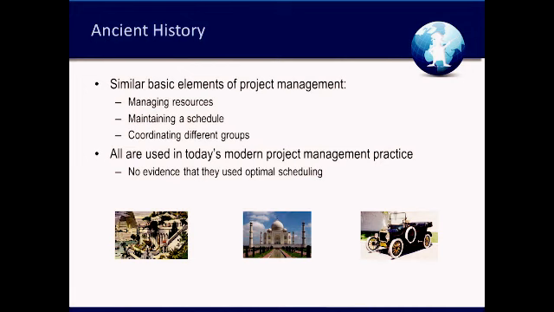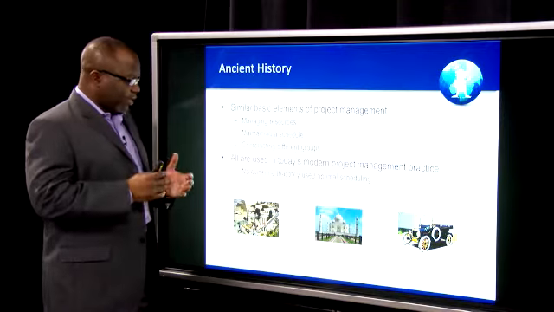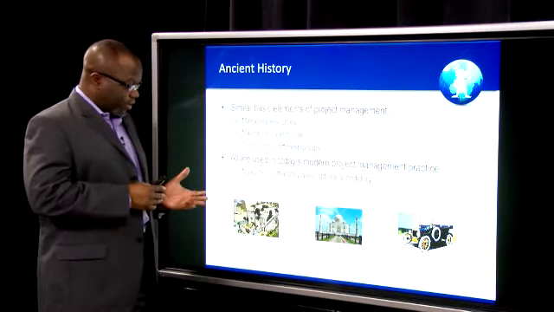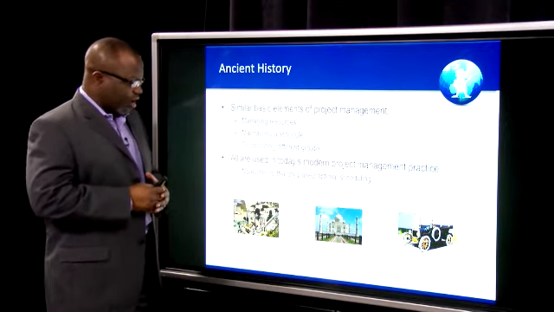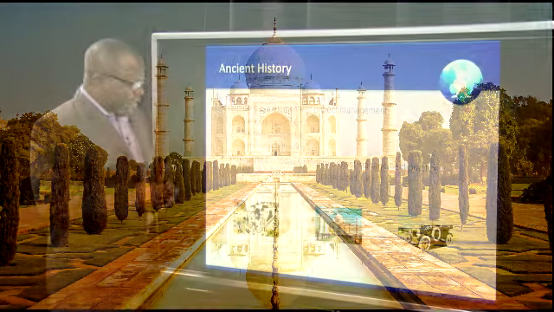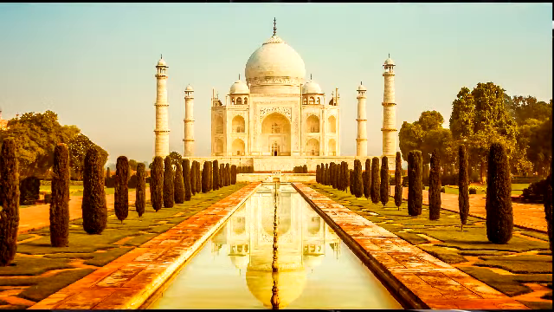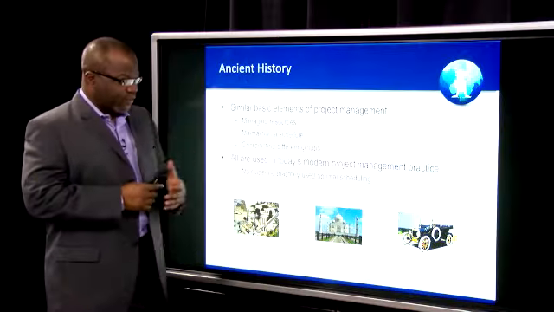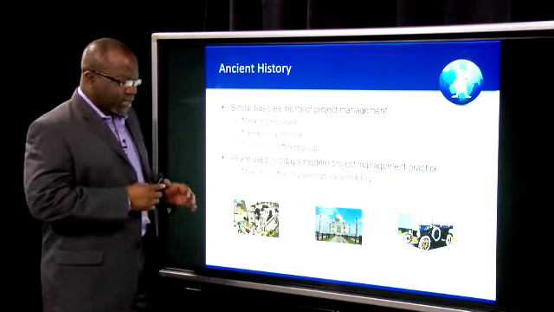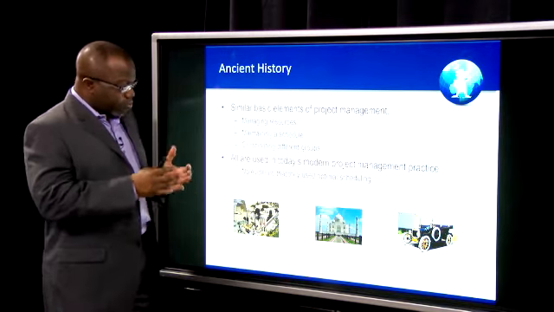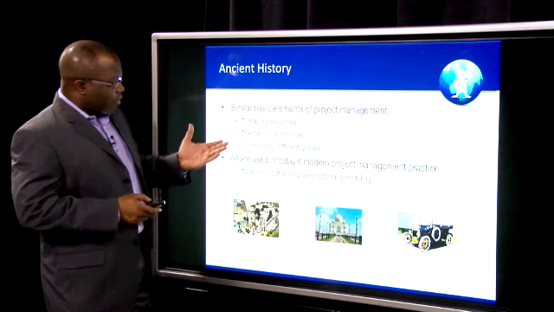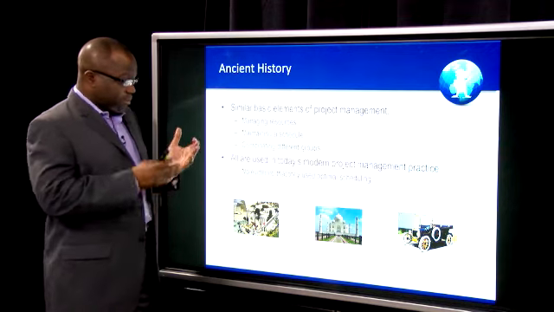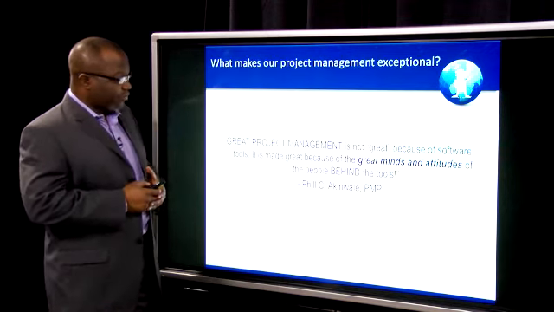Managing resources, maintaining a schedule, coordinating different groups. All of these are used in today's project management, be it the Hanging Gardens of Babylon in the picture that you can see on the right, or the Taj Mahal, or even the Model T far on the left. These are all examples of projects. They all used resources, scheduling, and coordinating different groups.